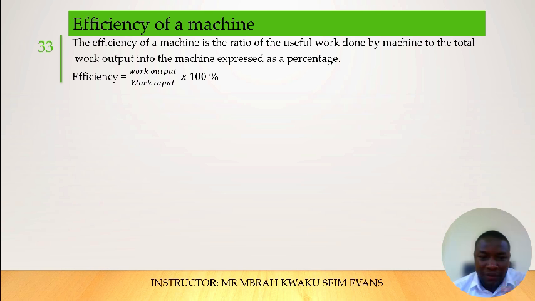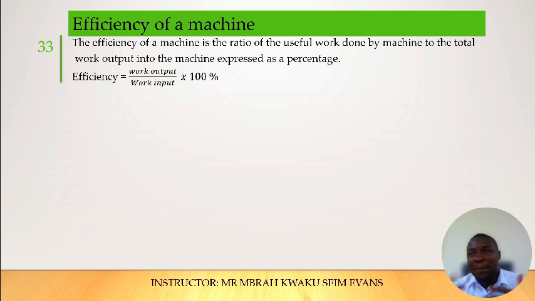So the efficiency is work output over work input times 100. And if we are able to have a machine that is 100% efficient, then we are solving a certain energy problem. Because at the end of the day, if I buy energy of, let's say, 20 joules, I'm able to use that 20 joules to give me another equivalent work of 20 joules. It means that there's no wastage.